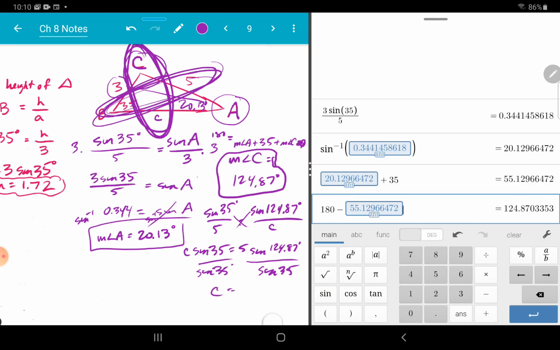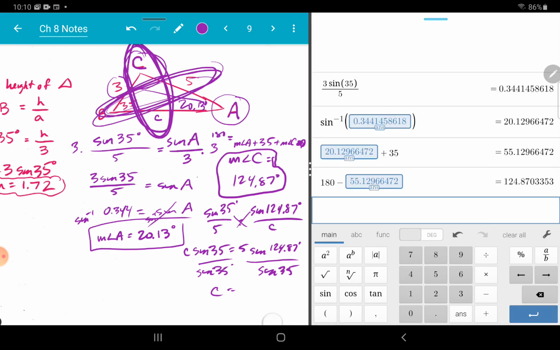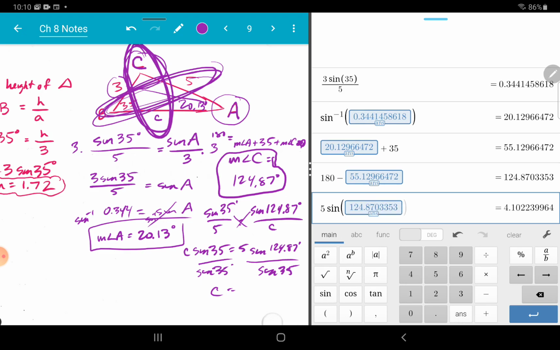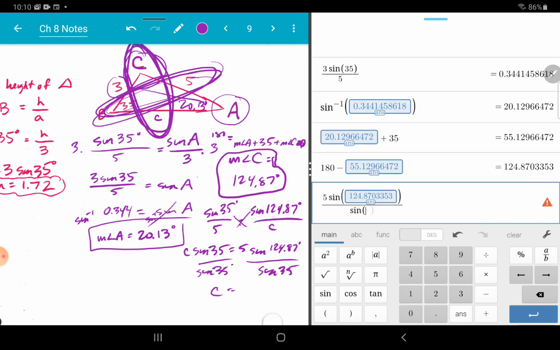Okay, so let's go ahead and calculate that. I have my answer in the calculator here. I'm going to enter 5 sine of my answer, 124.87 degrees, and that is then going to be divided by sine of 35 degrees. And so I see a C value of 7.15. Okay, so there's my C value, 7.15.